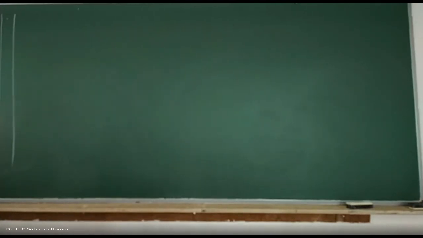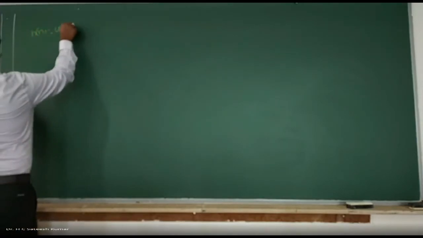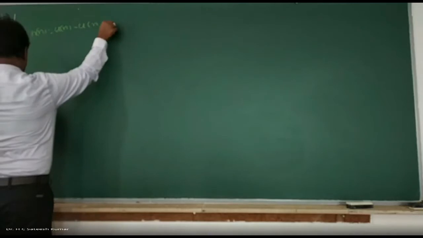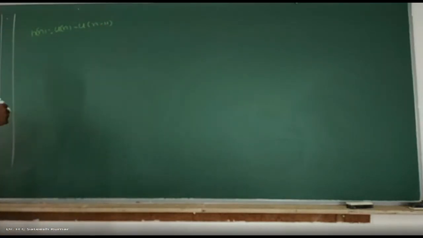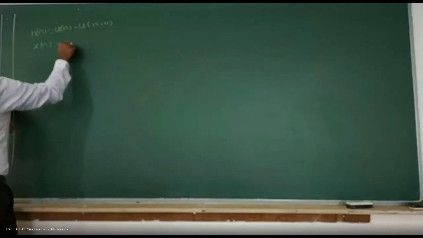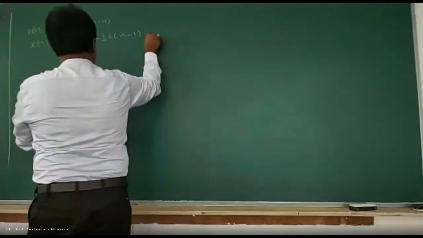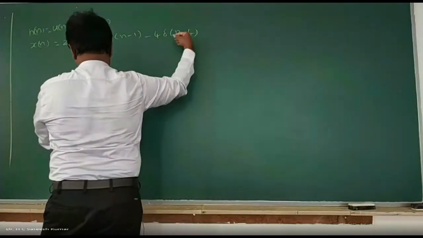Now I'll continue with the problems of discrete time convolution. One more problem: a continuous time LTI system has an impulse response h of n is equal to u of n minus u of n minus 11. Use linearity and time invariance to determine the output when the input x of n is equal to 2 delta of n minus 3 delta of n minus 1 minus 4 delta of n minus 4. It's a 10 marks question.